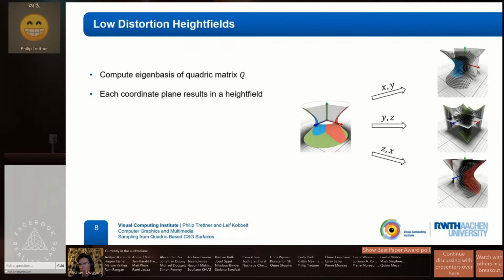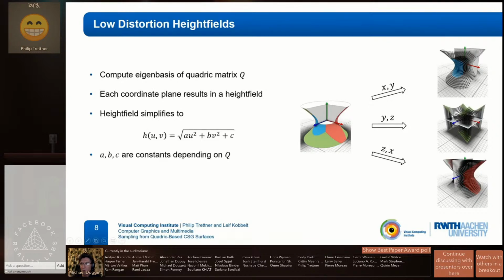And because this is the eigenbasis, many of the terms simplify, and we get a really compact description of the height field. So just the square root of a simple quadratic function with 3 coefficients a, b, and c that depend on the quadric matrix. Each of these height fields could be used in theory to parameterize the whole quadric surface. However, we get a large distortion in many regions.